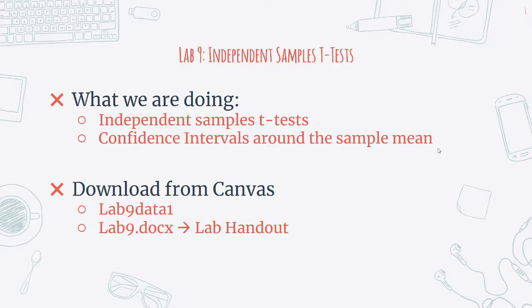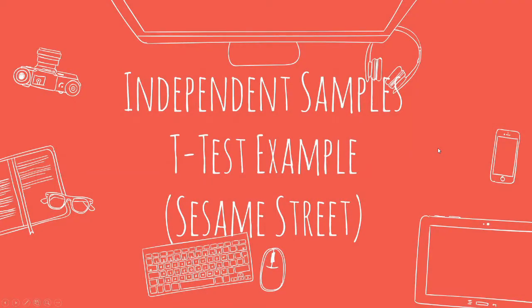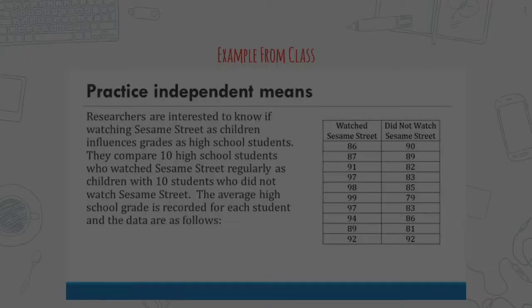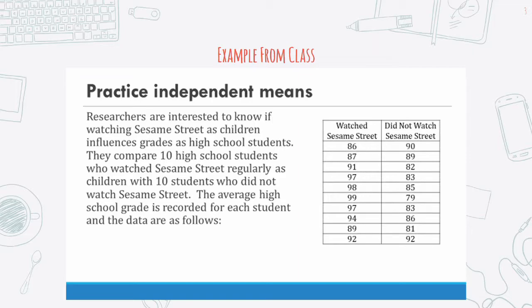So before we begin, we're going to be talking about the same example we used in class. As a reminder, that is this independent samples t-test of understanding whether or not Sesame Street watching as a child actually influences high schooler grades. So 15 or so years later, does what we watch as a child influence our abilities as a student? In this example, we have 20 participants. We have 10 who watched Sesame Street and 10 who did not watch Sesame Street.